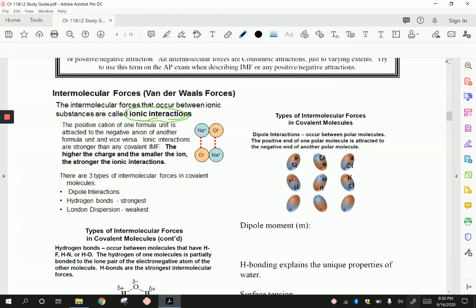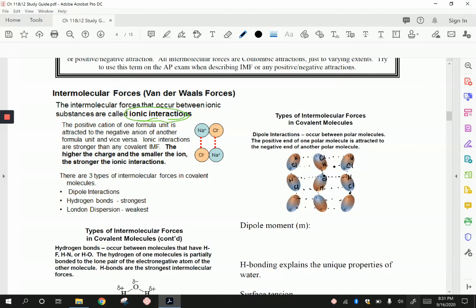So let's look at the chlorine side here. Because it is partially negative, it's going to be attracted to all these neighboring hydrogens. And so the molecules in a polar substance align themselves so that the positive end of one is attracted to the negative end of the other, and vice versa. So you have all these attractions here, and that's what dipole interactions are.